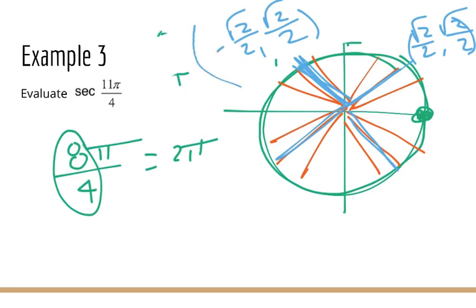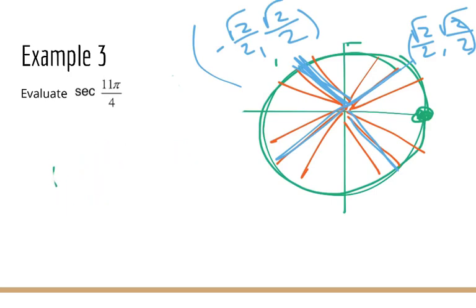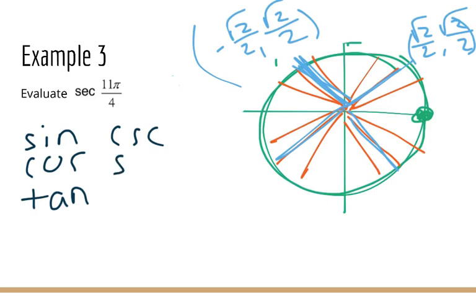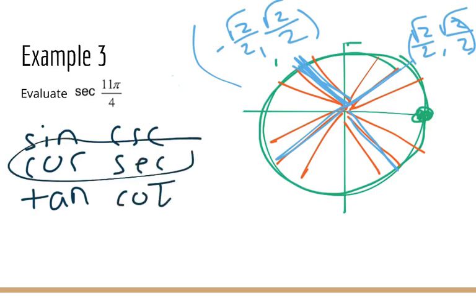Okay, so now that I've located where 11 pi over 4 is, and I have the coordinates for it, I can do secant really quickly. So what is secant? Well, let's write out sine, cosine, tangent, CSC, CSC. Secant is the reciprocal of cosine. So take cosine, which is your x value, and flip it. So instead of writing negative square root 2 over 2, I'm going to flip it and write negative 2 over root 2.